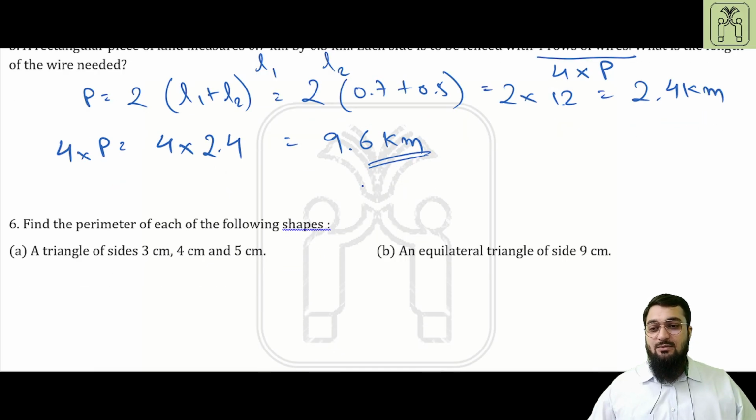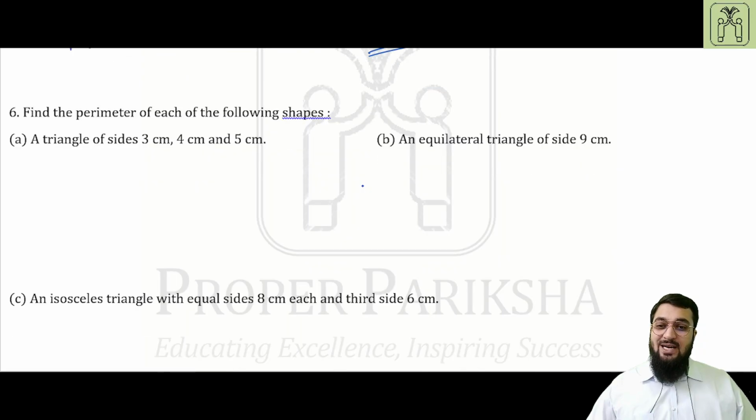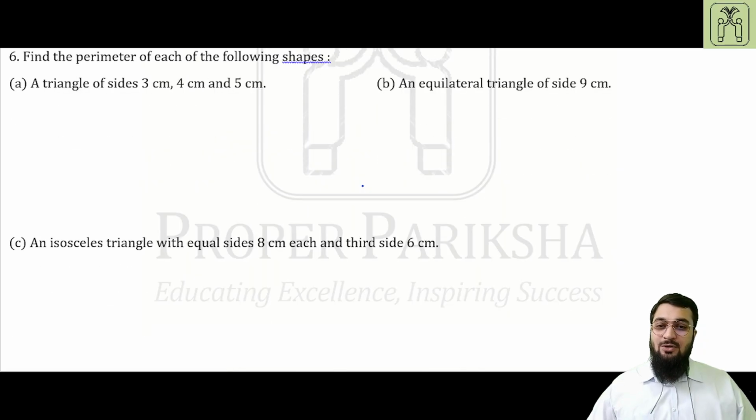Question number 6. Find the perimeter of each of the following shapes. That is part A, triangle of sides 3, 4, 5 centimeter. What you have to do?